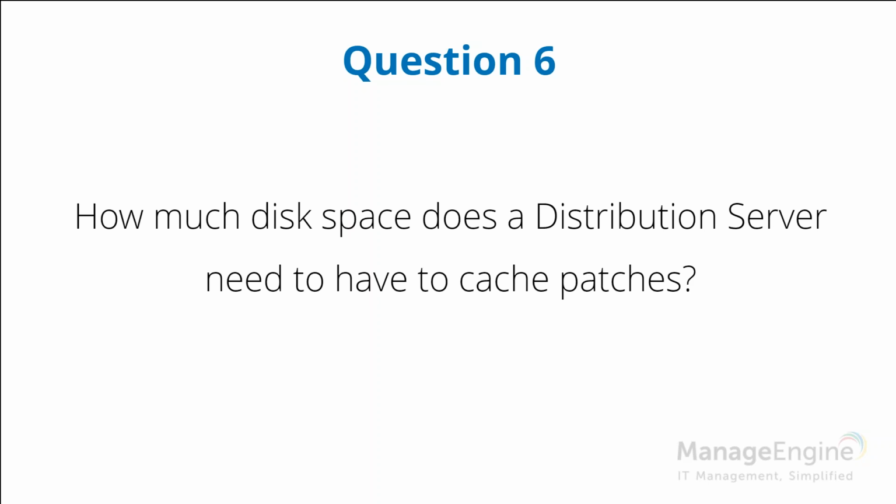Next question, how much disk space does a distribution server need to cache the patches? It's very tough to give exact numbers, but if you're managing, let's say, 50 to 100 computers on the distribution server, I would say a maximum of 20 GB of free space should be allocated for the distribution server. It can even grow based on the number of days. If you're crossing more than 3 to 4 years, you might need more than that.